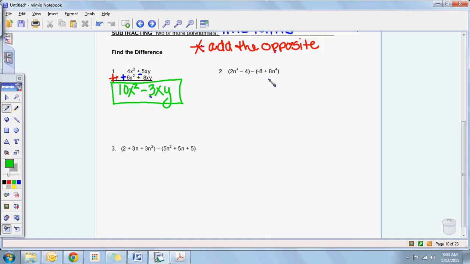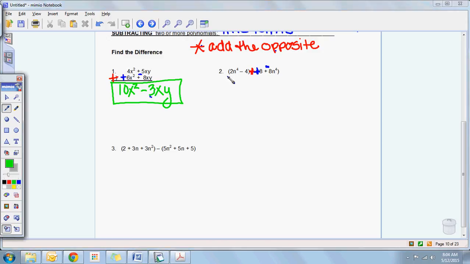We don't have our like terms lined up, but that's okay. We just have to look for them. So before I even match anything up, I'm going to add the opposite like I did over here. So I'm going to take this subtraction sign and make this an addition problem. But in order to do that, everything after the sign needs to change to the opposite. So instead of a -8, this is going to become a +8. And instead of a +8, this is going to become a -8. Okay? So the whole reason we're doing that is to make sure we don't make silly sign errors.